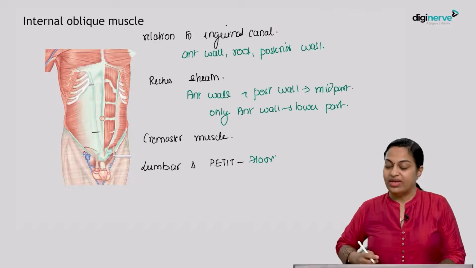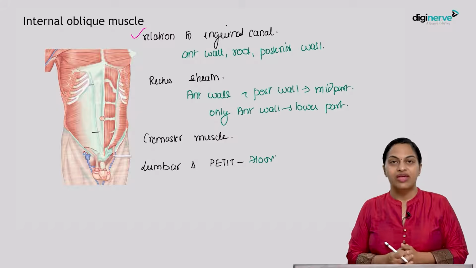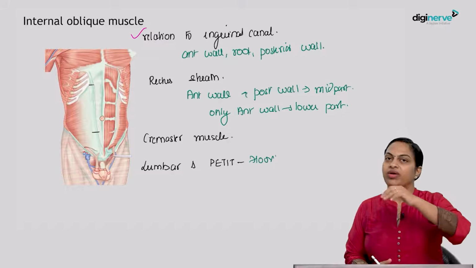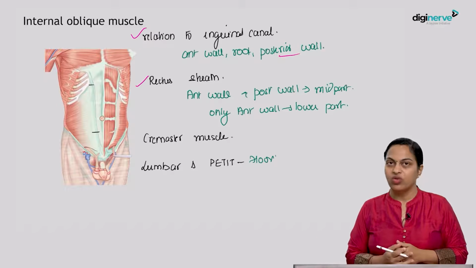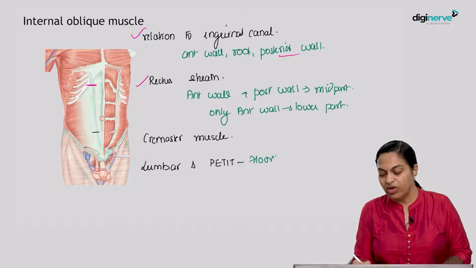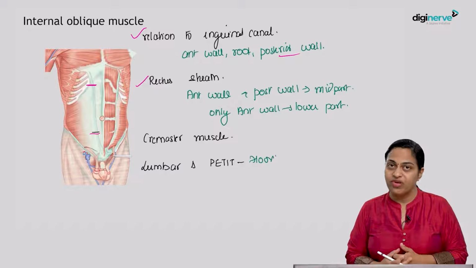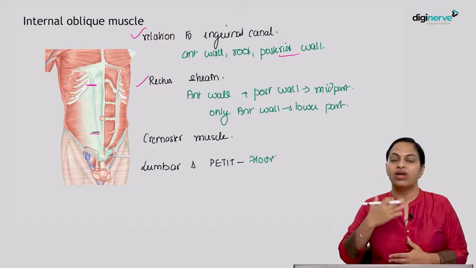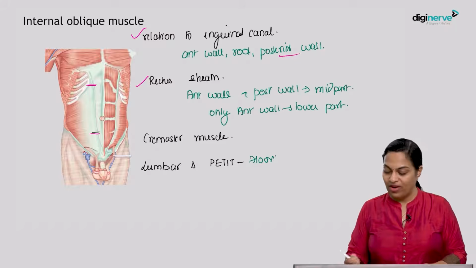Fine. So, internal oblique muscle, to summarize, please remember, in relation to the inguinal canal, it formed the roof and the conjoint tendon contributed to the posterior wall. In relation to the rectus sheath, what happened? In the area between the costal margin and a point midway between the umbilicus and the pubic symphysis, it split into 2 lamellae, contributing to both the anterior wall and the posterior wall. And in the lower part, only the anterior wall.